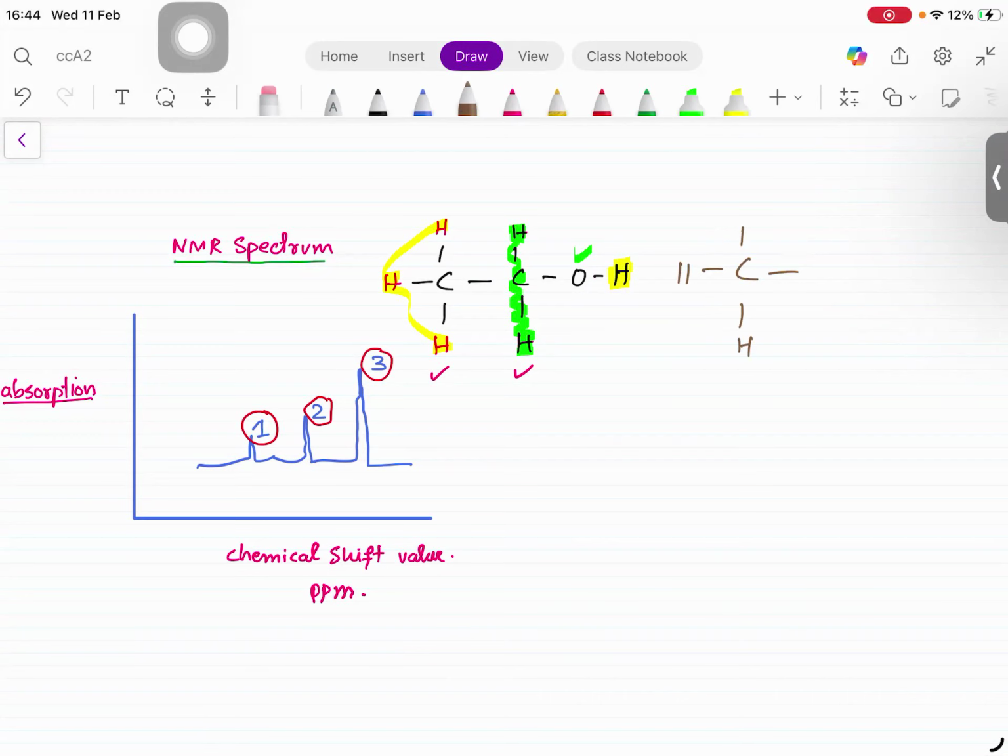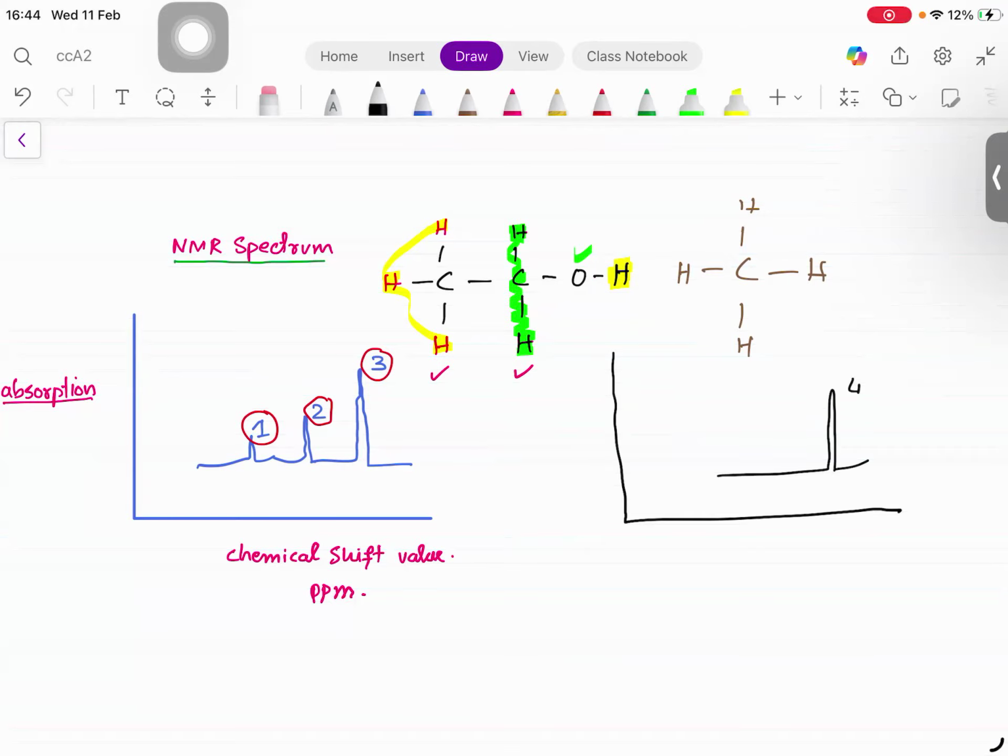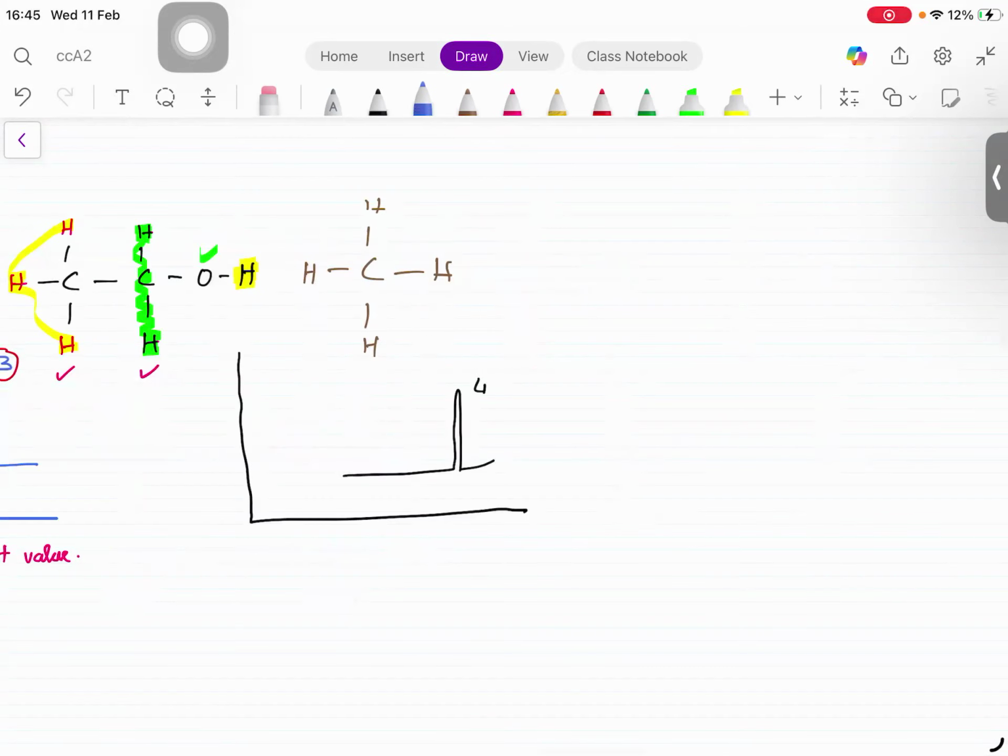Obviously there is one carbon, and all 4 hydrogens are attached to that carbon. So kitni peaks hongi? There is only 1 peak. And how many hydrogens are contributing? Okay. Similarly, what about ethane? So 2 peaks.